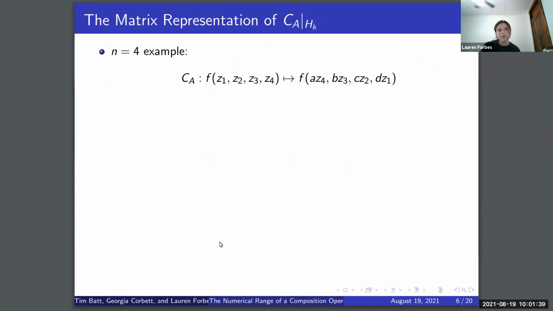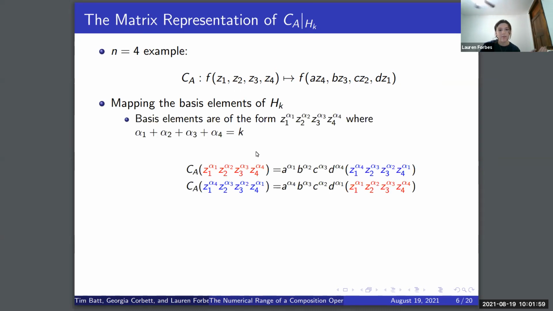All right, so now we're going to step through how we found the matrix representation of our restricted operator using the n equals 4 case. So recall from the earlier slide our mapping. We need to look at how the basis elements of HK map underneath the composition operator in order to build out our matrix.